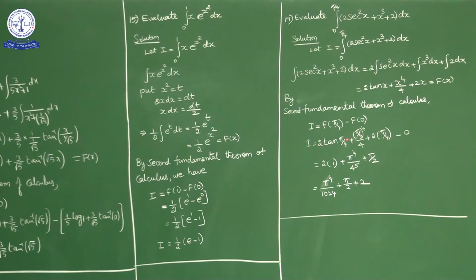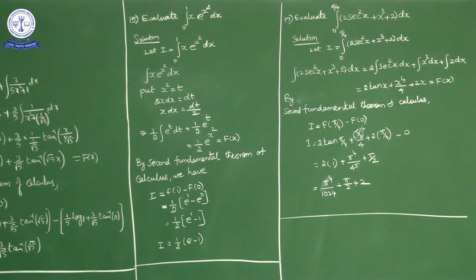So 2 into tan pi by 4 is how much? 1. So 2 into 1, 2, plus pi by 4 whole power 4 by 4. Pi power 4 by 4 power 4, divided by 4, is nothing but pi power 4 in numerator, 4 power 5 in denominator. 4 power 5 is nothing but 1024. So pi power 4 by 1024 plus 2 plus 2 into pi by 4. 2 gets cancelled, pi by 2. So what is the final answer? Pi power 4 upon 1024 plus pi by 2 plus 2.